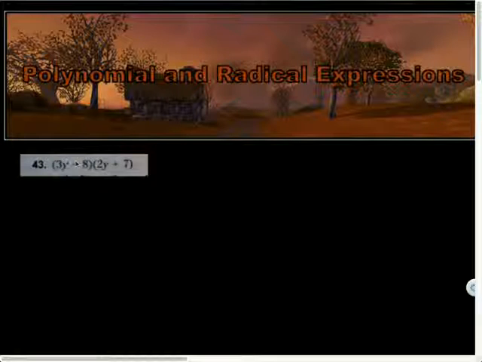Here, I've got a linear binomial multiplied by a linear binomial. I could use that FOIL technique, but we're going to do something better. We're going to double distribute here, friends. So let's see. 3y times 2y is 6y squared. 3y times 7y is plus 21y. And negative 8 times 2y is negative 16y. And negative 8 times 7 is negative 56. Man, my brain just fried right there.